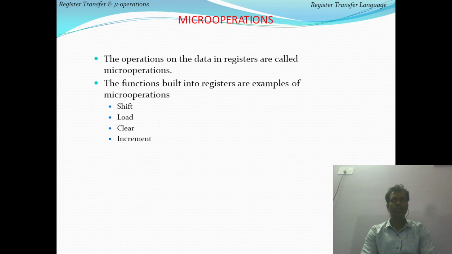the register from the memory, or store the register to the memory, from register to memory, and then clear a register. The register value will be made 0. Increment the register: the value will be incremented by 1, or set all the registers to 1. So these are some basic operations.